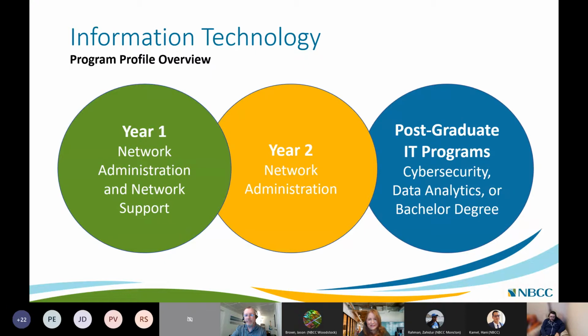Okay, here I am. Hi, everyone. This is a little bit of a program profile overview for you. If you look, you can see that network support is just a one-year program, but if you continue on, you'll have your full network administration certificate.